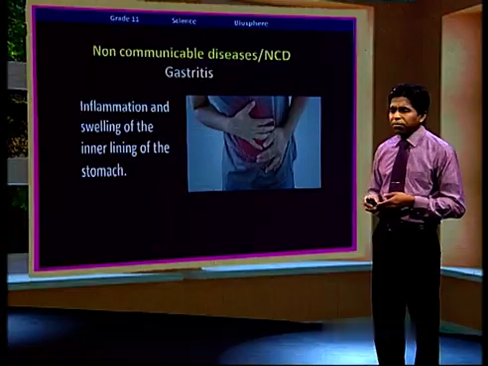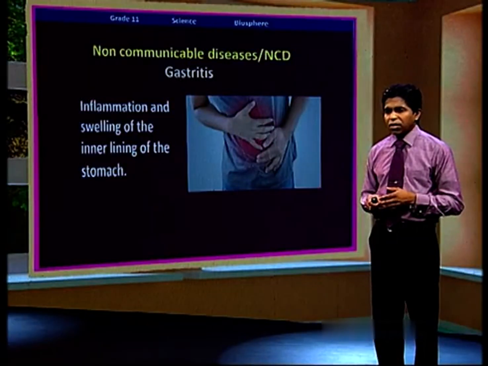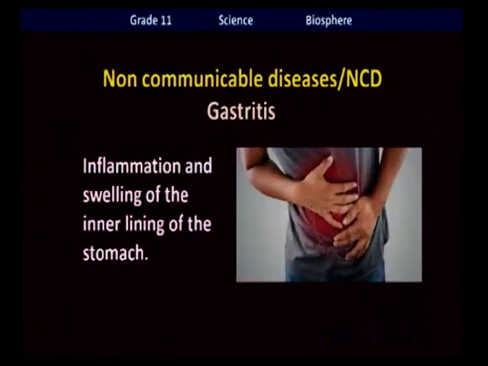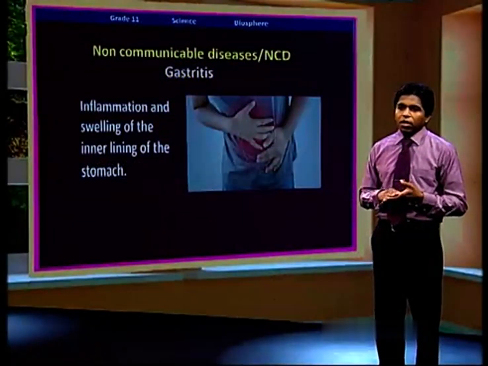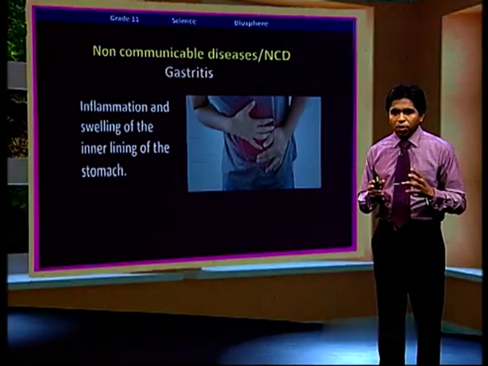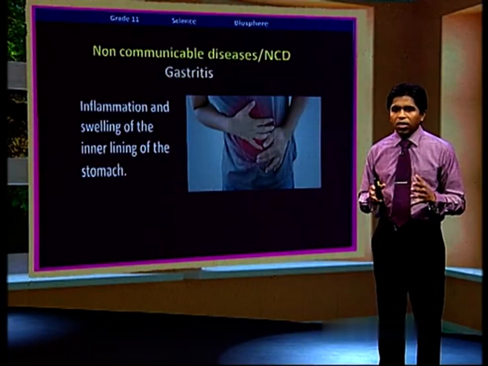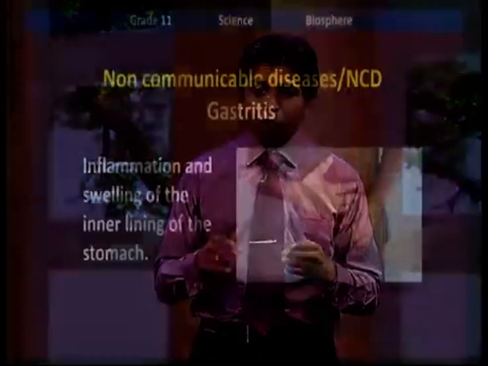Next one, gastritis. This is one of the most common diseases, but it's not a deadly disease. Most of the people, not only adults but even school children, suffer from gastritis. So what is gastritis? It is inflammation and swelling of the inner lining of your stomach. What is the acid present in your stomach? HCl, hydrochloric acid. It is a strong acid inside your stomach. Due to the HCl, the pH is around 1.